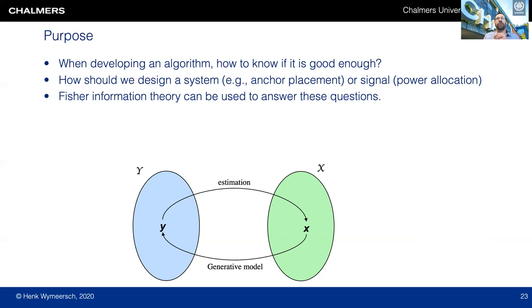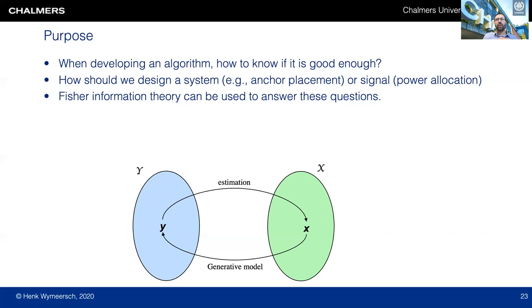For instance, how should we design a positioning system? Where should we place our anchors? For instance, these bounds can be used to decide for GPS, where should the satellites be placed? Should it be all along the line or in a different kind of placement? They're also used for signal design. How should we allocate power in the OFDM system to have good distance estimation? And so this is the tool that we will see now that can answer those kind of questions.